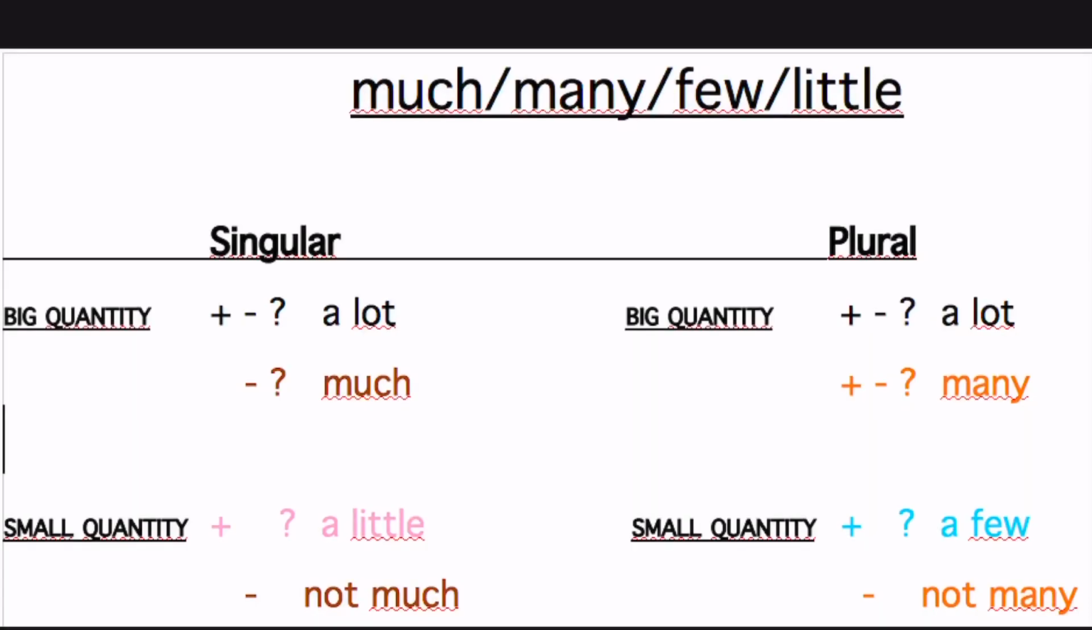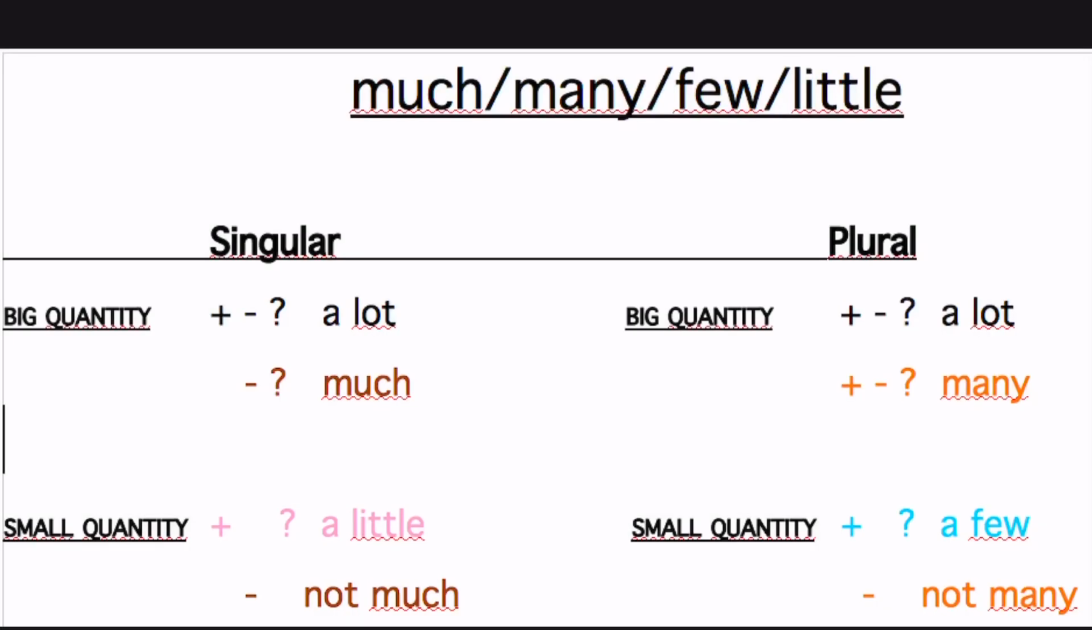Instead, in the plural, for countable nouns, we can say, I have many friends. I don't have many friends. Do you have many friends? Or do you have a lot of friends? So many can be used for the affirmative, negative, and question, just like a lot. However, if you are in doubt, if you're worried about getting things wrong, use a lot and you'll never make a mistake, even if much and many are a little bit more elegant, a little bit more formal.